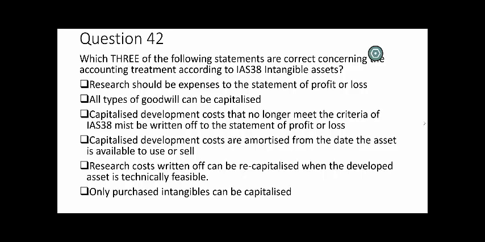Question 42 is asking about IAS 38 intangible assets. IAS 38 deals with a wide range of intangible assets, including things like goodwill, patents and also research and development. In this case, they're asking us from these 6 scenarios to identify which 3 are reflecting the correct accounting treatment.